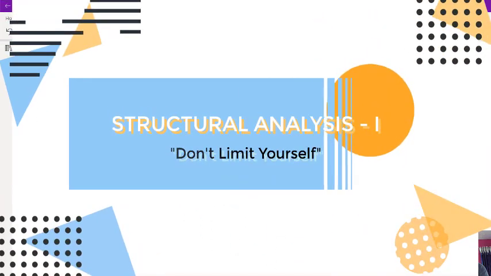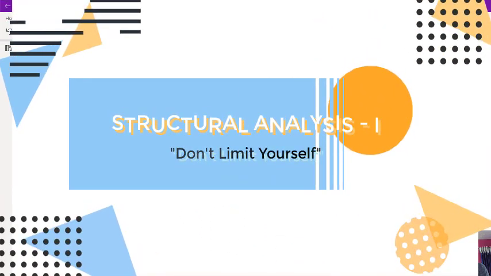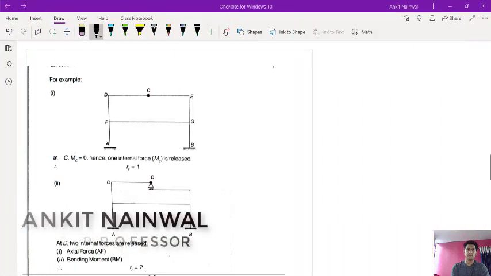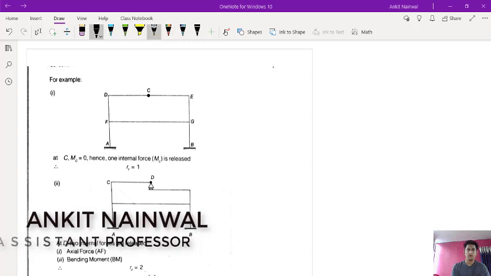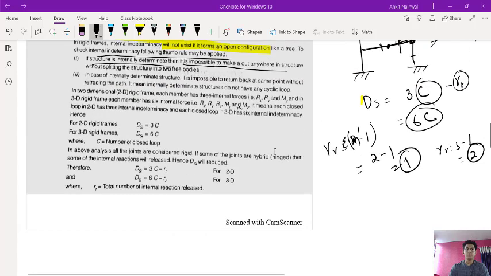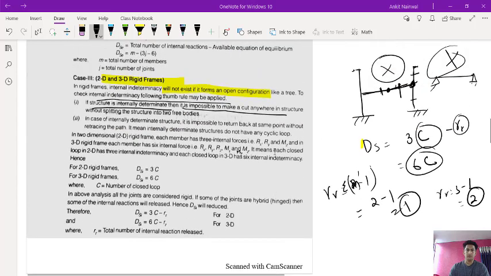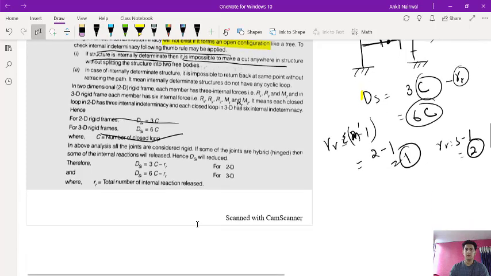Hello everyone, today we will be continuing the topic statically determinate and indeterminate structure. Today we will be discussing some numericals also. First of all, in the previous lecture we discussed the internal indeterminacy of rigid frames. In that case, I told you about the internal hinge in 2D rigid frames and for 3D rigid frames. So we have learned about that.